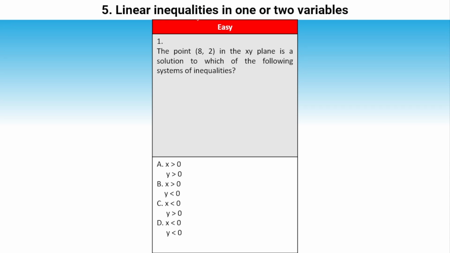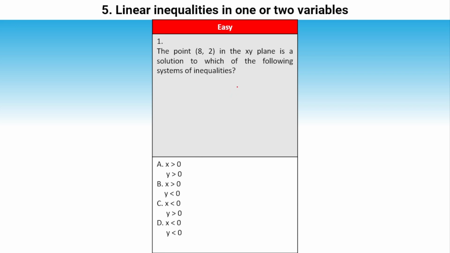So the next one is linear inequalities in one or two variables. Linear inequalities can be asked in both variables, maybe one variable or two variables. So let's see the easy question. The point (8, 2) in the xy plane is a solution to which of the following systems of inequalities?